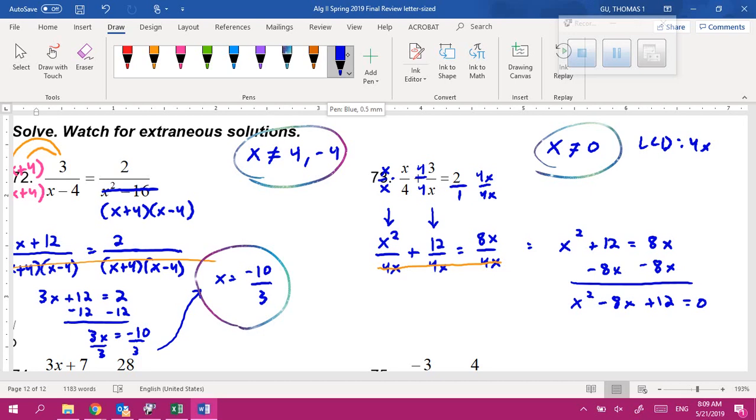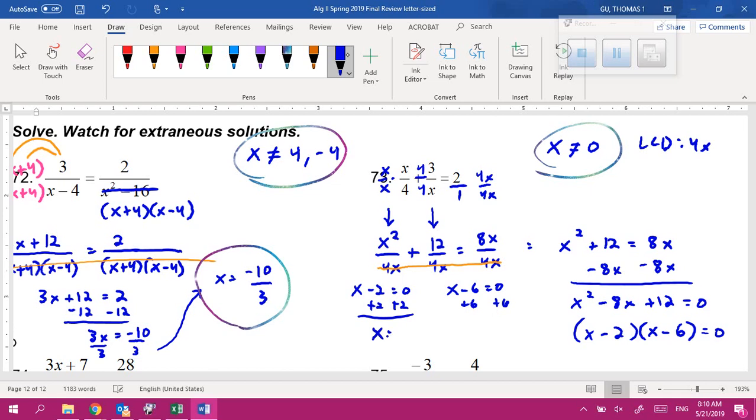You see this? This is factorable, right, by the x box. If I factor it, I'm going to get x, anybody know? Minus 2 times x minus 6, equals 0. And how am I going to get my x values from this? Set those factors equal to 0. So x minus 2 equals 0 and x minus 6 equals 0. So what are my two solutions here? 2 and 6. And are those valid solutions? Yes. Why? They're not 0, which was my restriction.